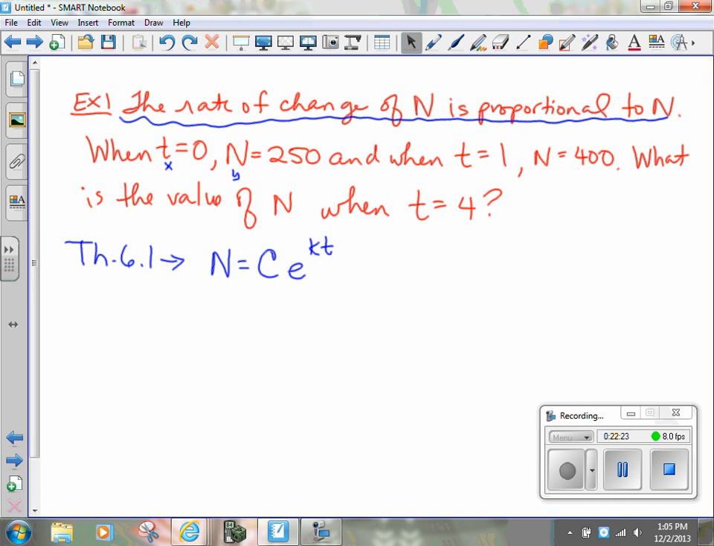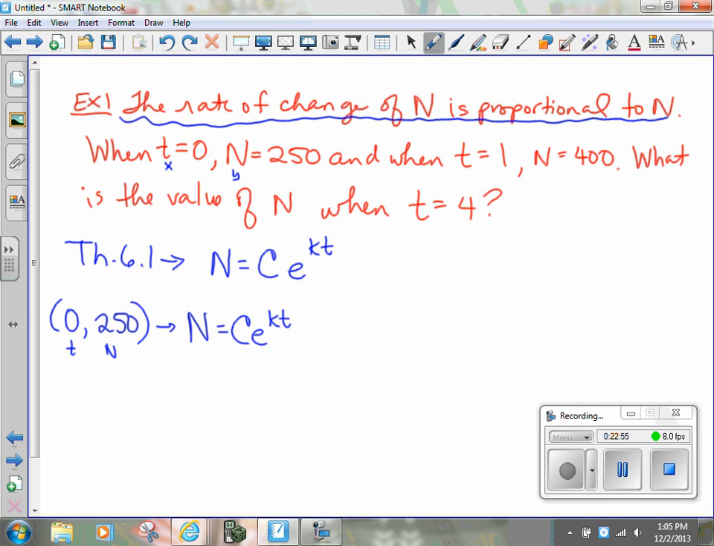Now, the first ordered pair, if you will, that we're given is this (0, 250). Do you guys agree with that? So I'm going to put it into an ordered pair format just for me. This is t and this is N. And I'm going to plug all of those values into my 6.1 formula. I don't know what to call this, the exponential. Okay? So, here we go.